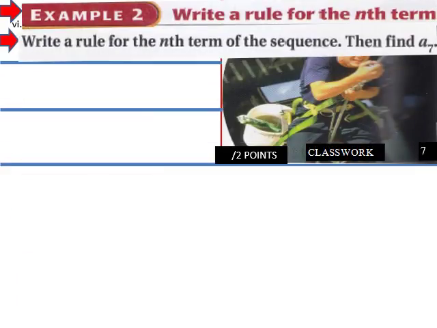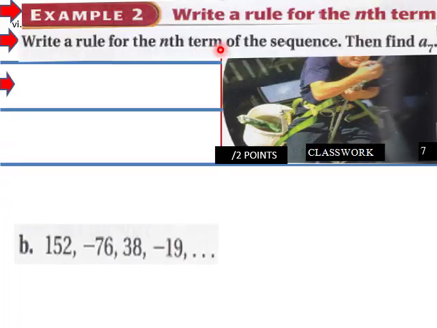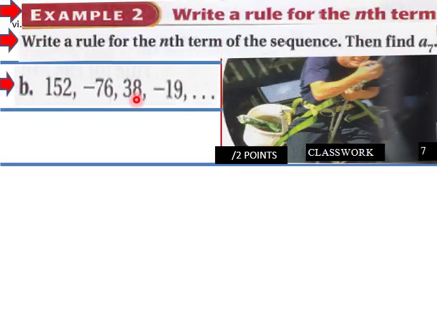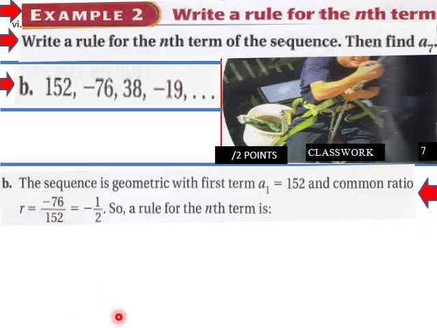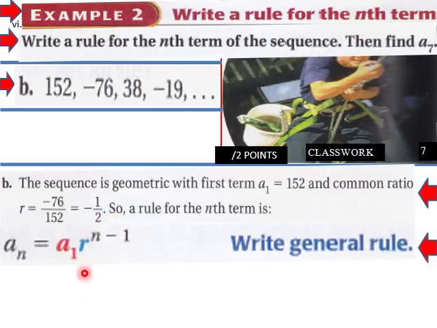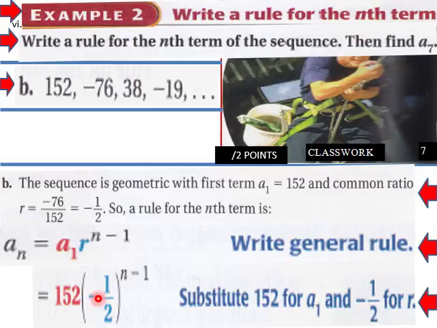Okay, example 2. Write a rule for the nth term and find a sub 7. We have this sequence here. The sequence is geometric with first term a1 equal to 152 and a common ratio of negative 66 over 152, which equals negative 1/2. So a rule for the nth term would be a sub n equals a sub 1 times r to the n minus 1. So 152 times negative 1/2 to the n minus 1, 152 for a1, and negative 1/2 for r.